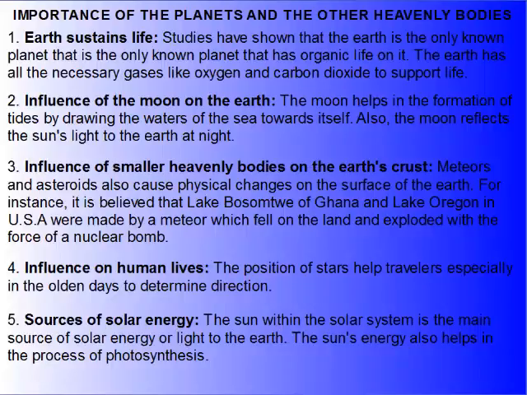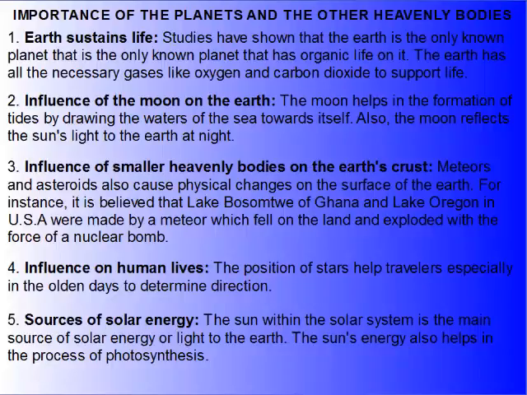Two, influence of the moon on the Earth. The moon helps in the formation of tides by drawing the waters of the sea towards itself. Also, the moon reflects the sun's light to the earth at night. So, as a result of the moon's existence, we're able to have light even if we are facing the wrong side of the sun.